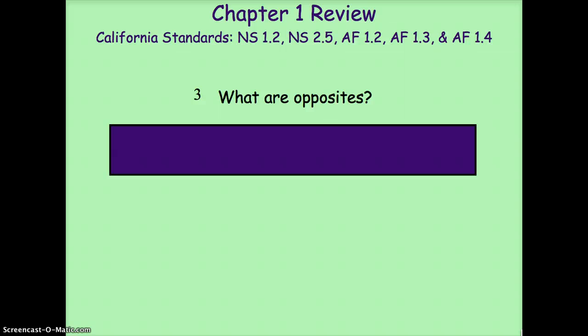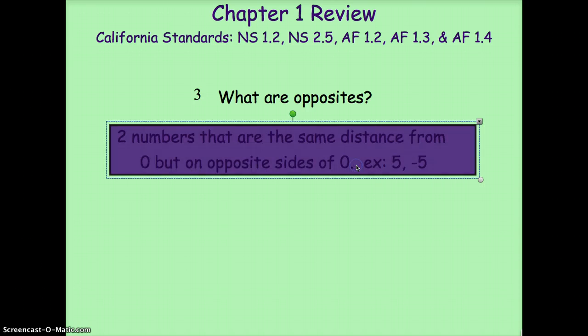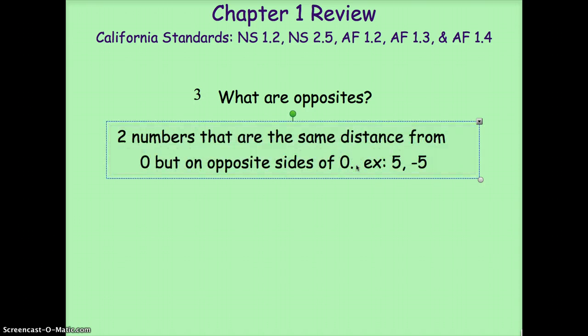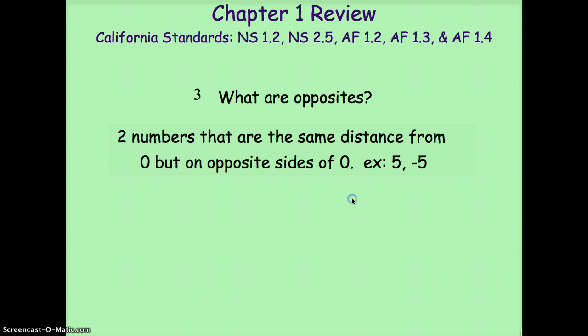Okay, what are opposites? Please define that. Start the video when you want to see the answer. Two numbers that are the same distance from 0 but on opposite sides of 0. For example, 5 and negative 5.